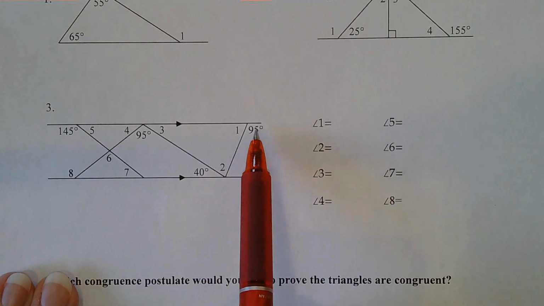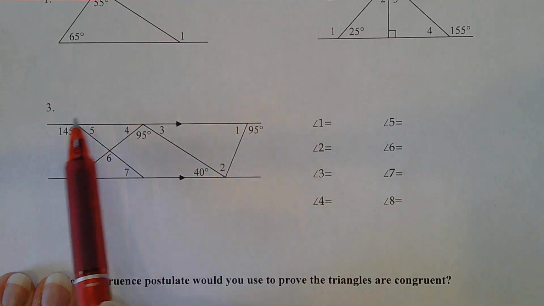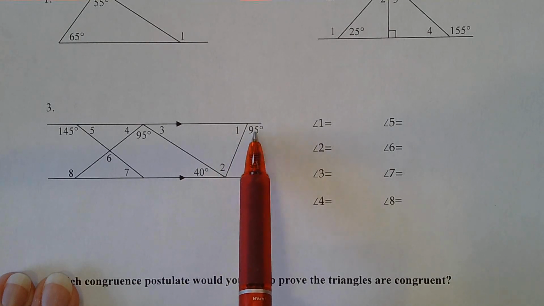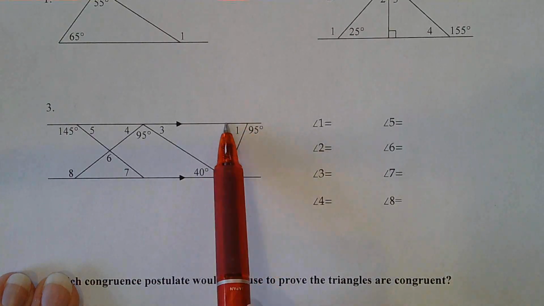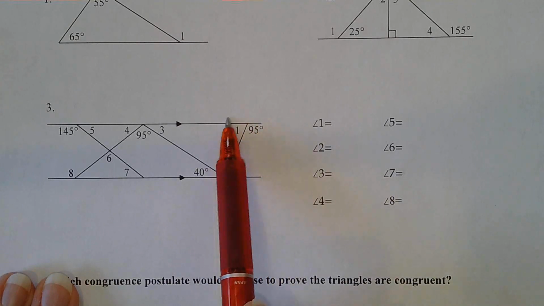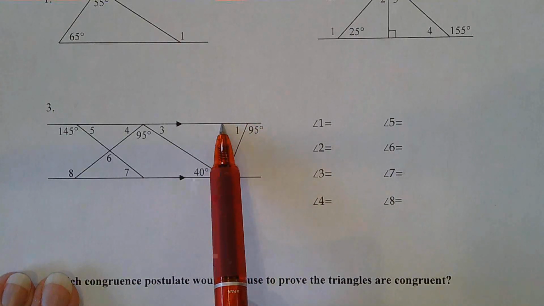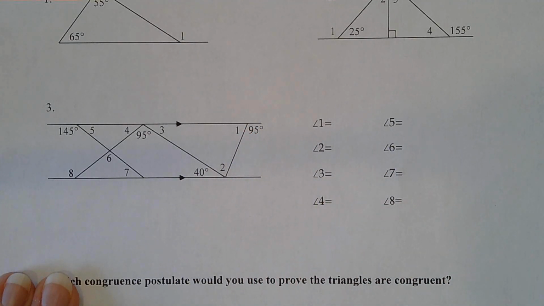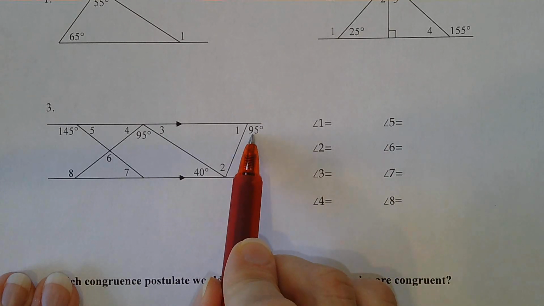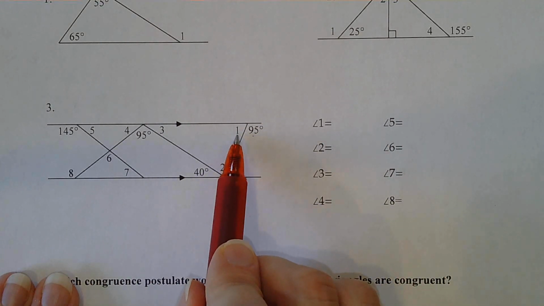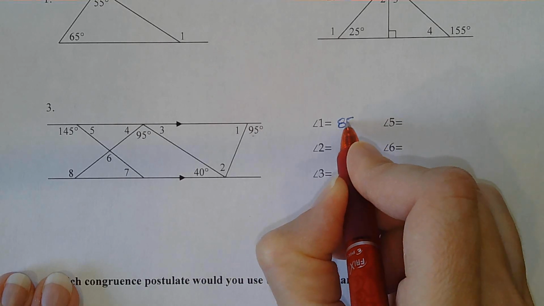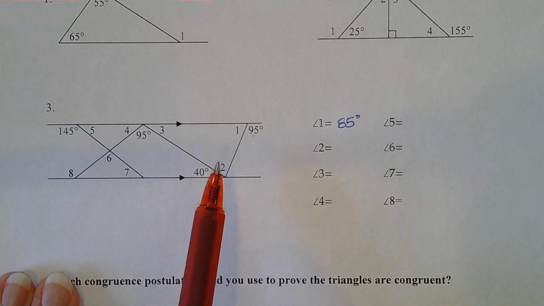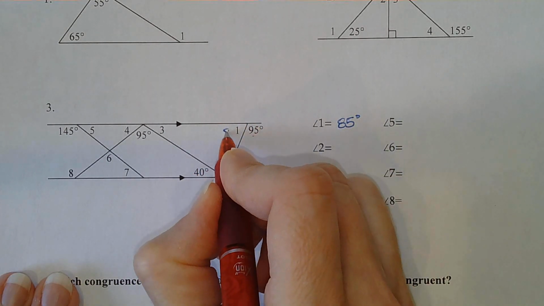So taking a look at this, I would start probably with number 1, or I could start with number 5. But right here, I've got supplementary angles, right? 95 degrees and angle 1, those are supplementary. They're on a straight line. So if I add these two together, I should get 180 degrees. So if I do a simple subtraction problem, 180 minus 95 should give me this angle here. That's going to be 85 degrees. And I can check it by adding them together. It should equal 180.